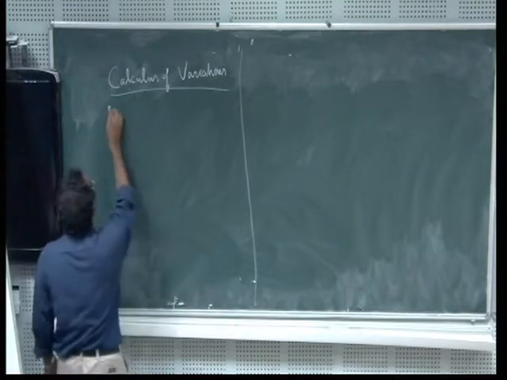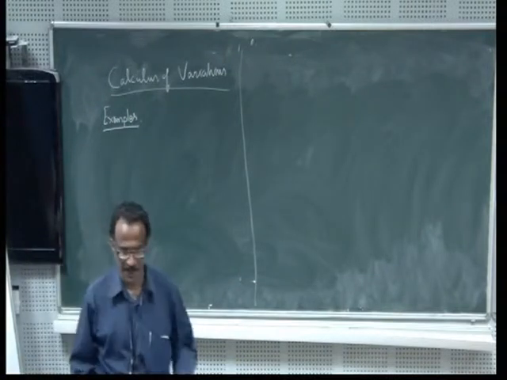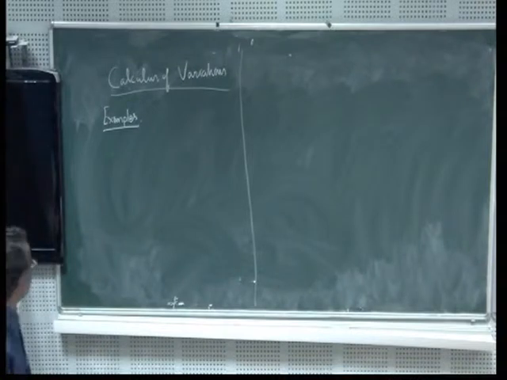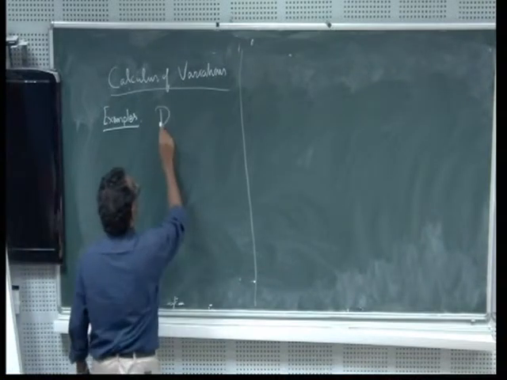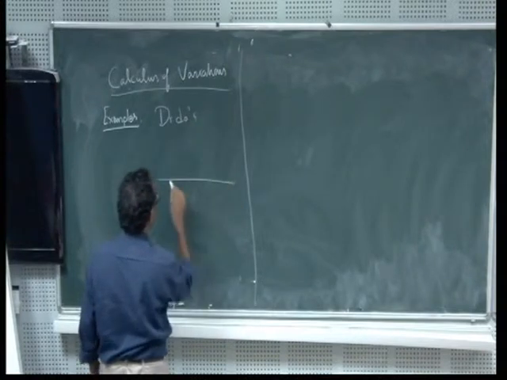So I'm going to start with some examples which motivated this infinite dimensional calculus of variation problem, some of the classical problems. If you recall Dido's problem, which in a simpler form you can write like that, right?